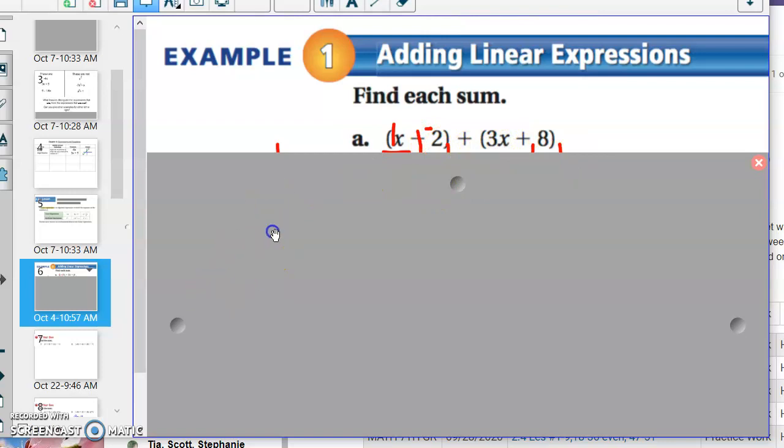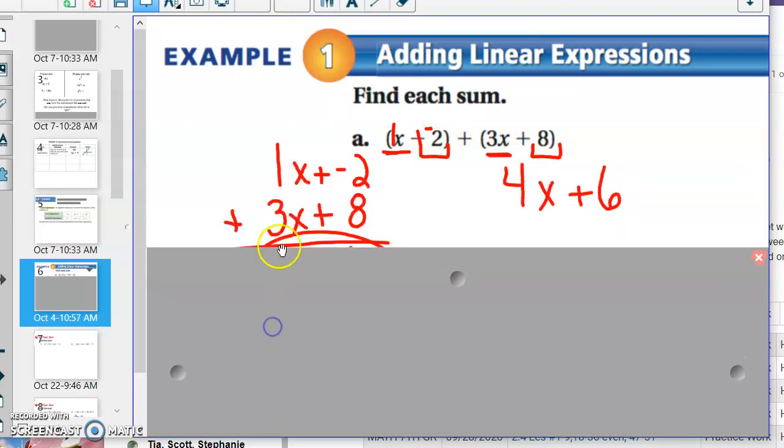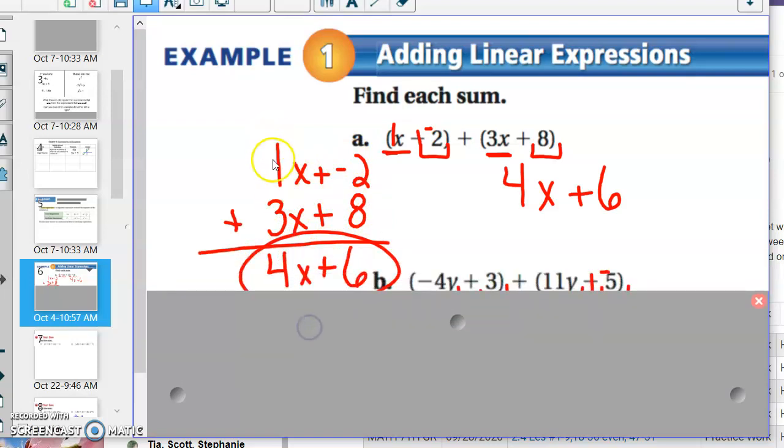So to use the vertical method, I line them up like this. 1x plus a negative 2 plus 3x plus 8. Then when they're lined up vertically, I can just add down. 1x plus 3x is 4x. Negative 2 plus 8 would be 6. So then my answer would be 4x plus 6, which would be the answer to these two added together.